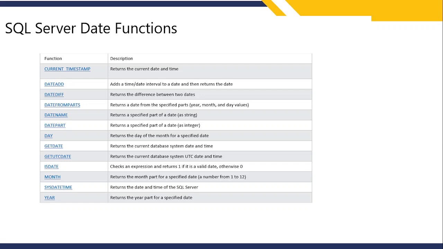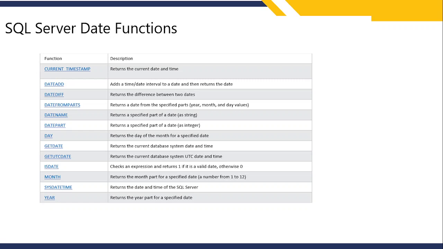Then there is DATEADD. Now what happens with DATEADD? Let's say I tell it that today is 30th of March and I'm looking for a date which is 3 days forward. It will give me 2nd of April. If I'm looking for something like 3 months forward, then it will give me 30th of June.